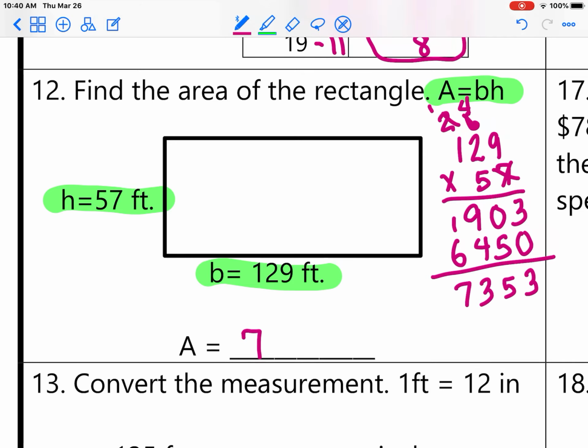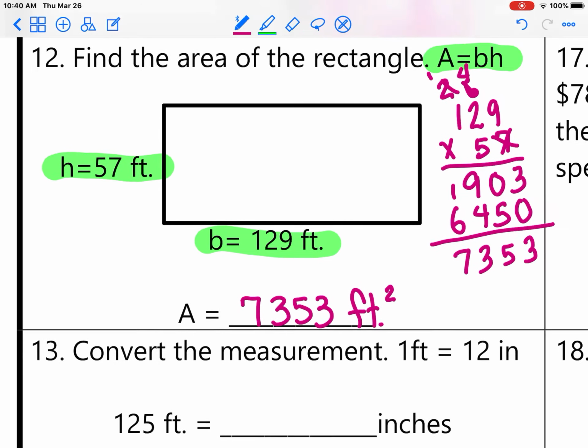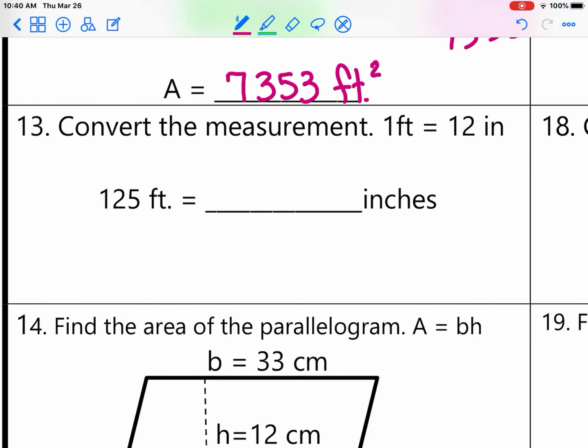The area of that figure is 7,353 square feet. You do not have to put the measurement in the submit form on Google Classroom. You can just put the number 7,353. Number 13, convert the measurement. 1 foot equals 12 inches. So 125 feet would equal how many inches?